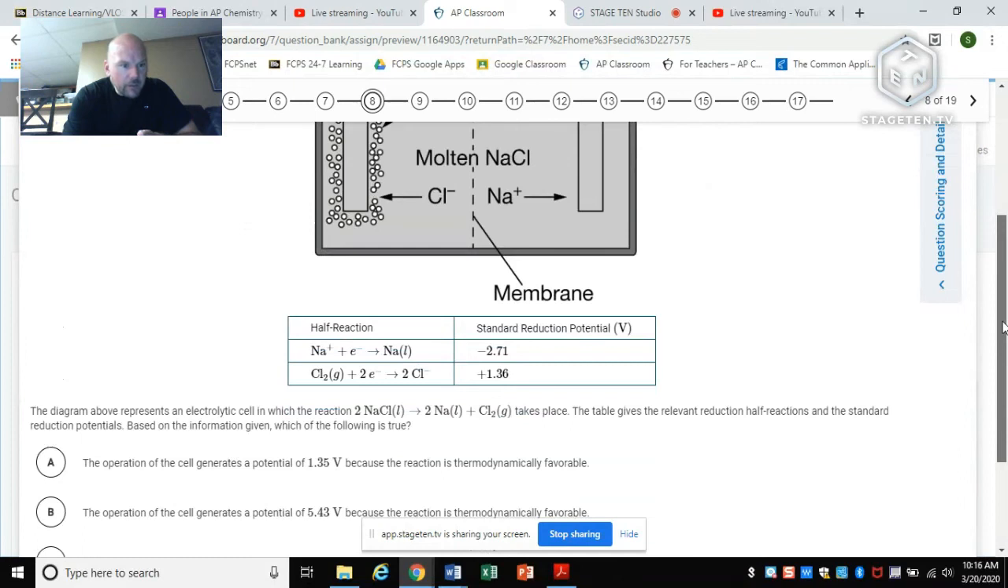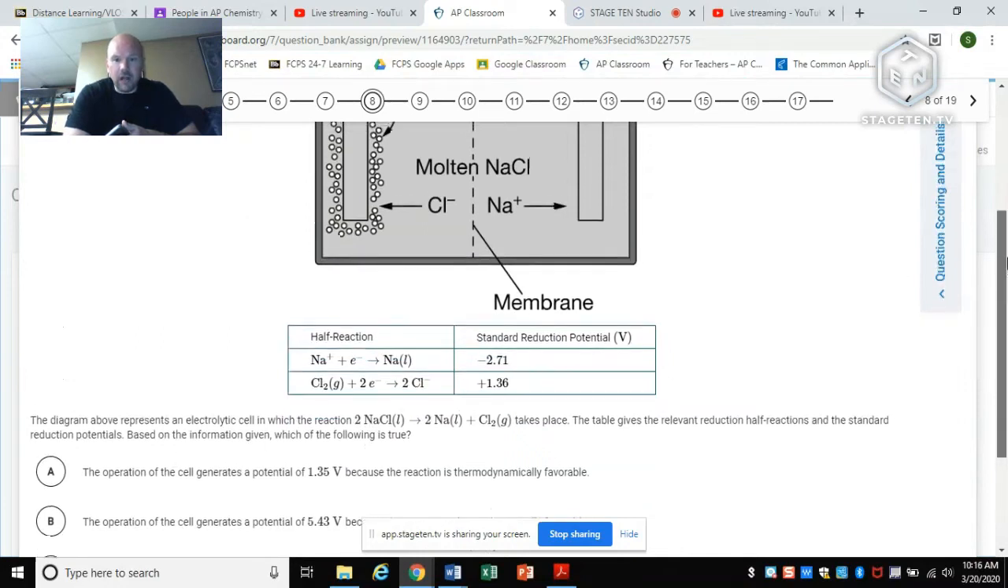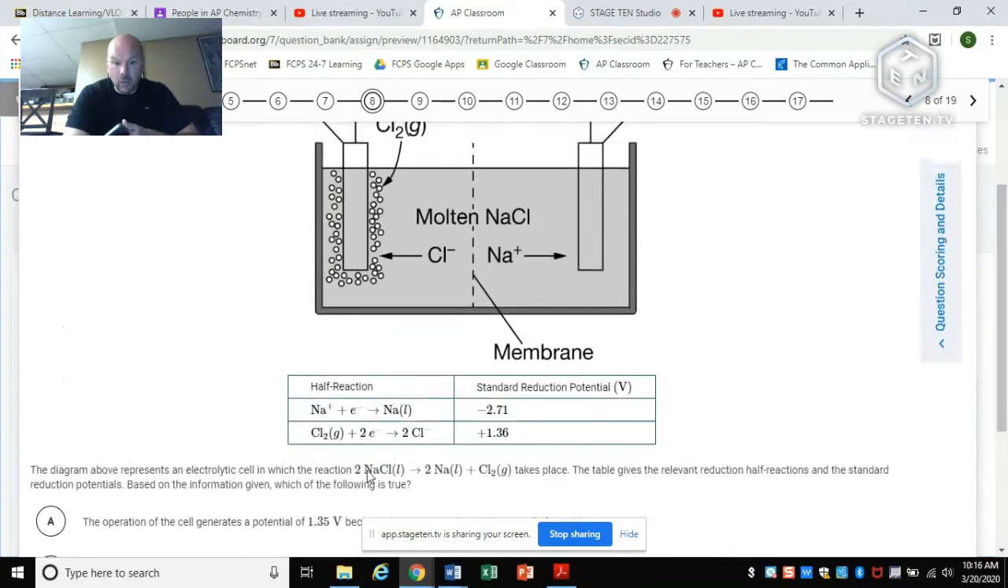Okay, so the diagram above represents the electrolytic cell in which the reaction, sodium chloride yields sodium liquid and chlorine gas, takes place in the table given above. Based on the information given, which of the following is true? First off, understand that reaction, sodium chloride forming sodium metal and chlorine gas, is not favorable at all. The reverse reaction is 100% favorable.